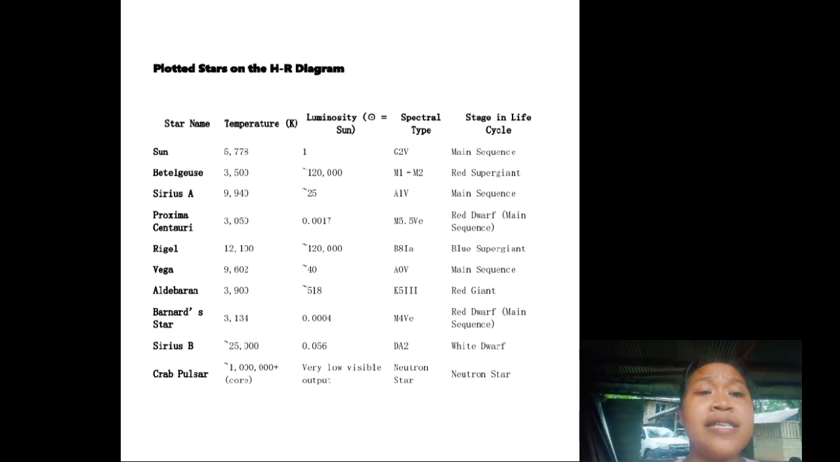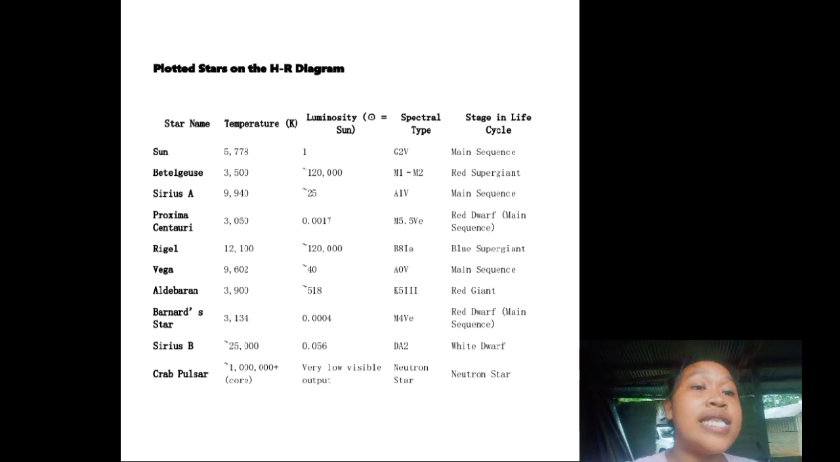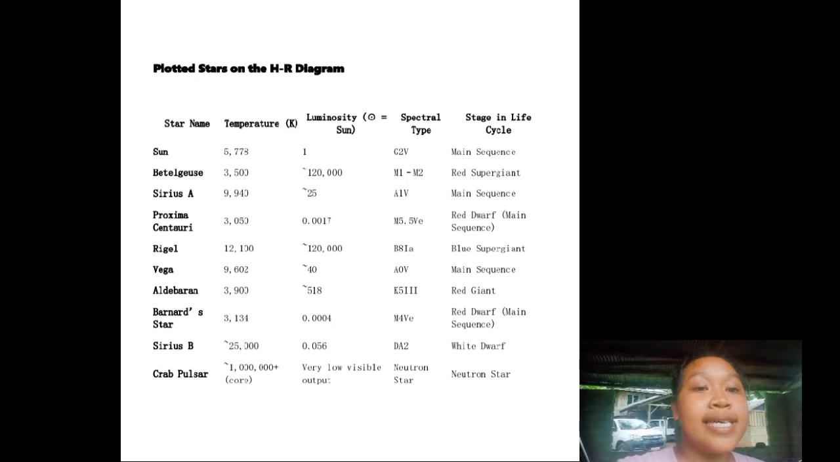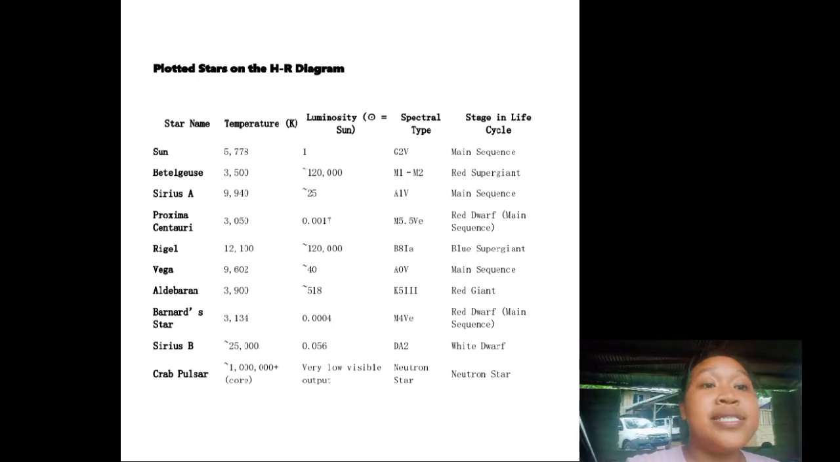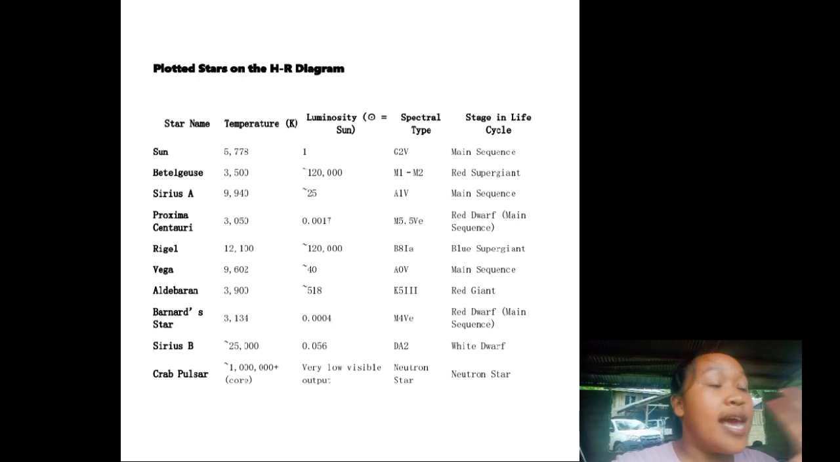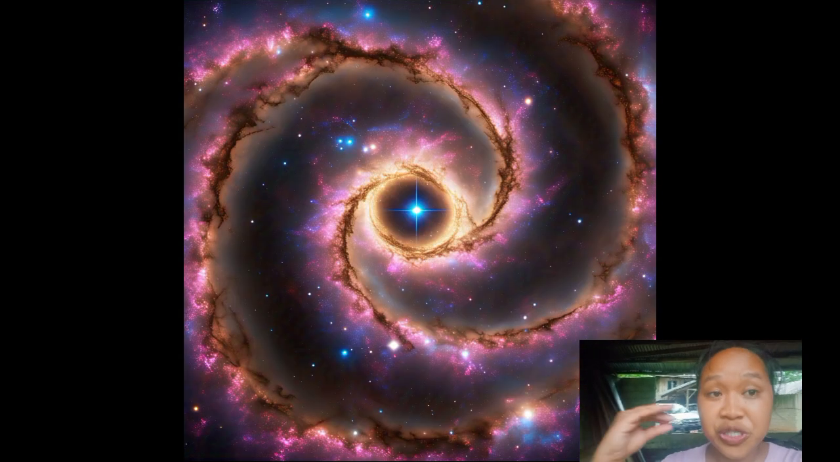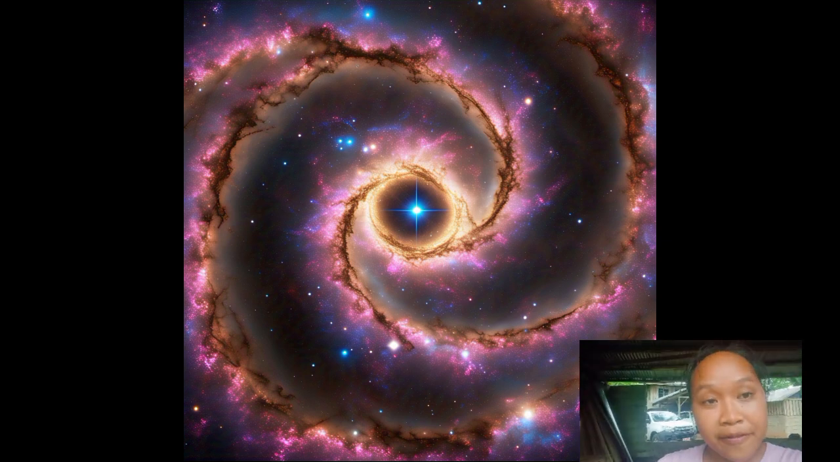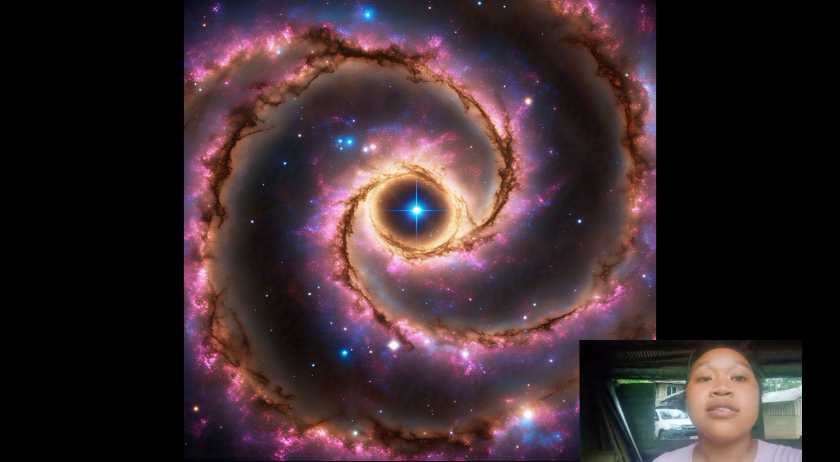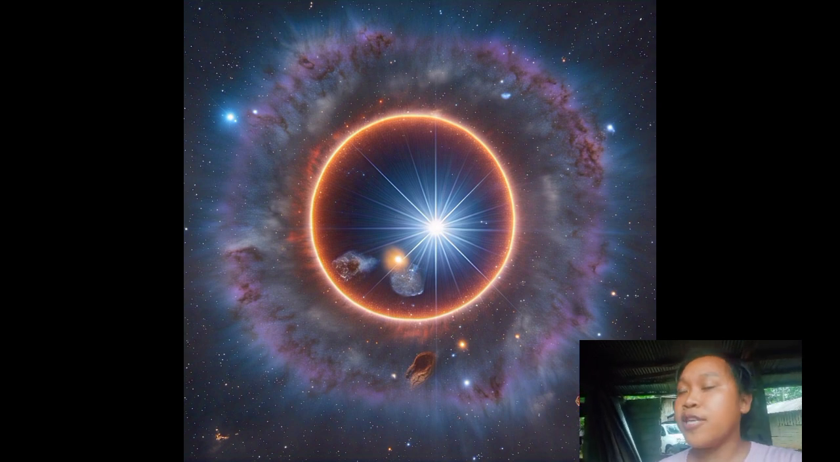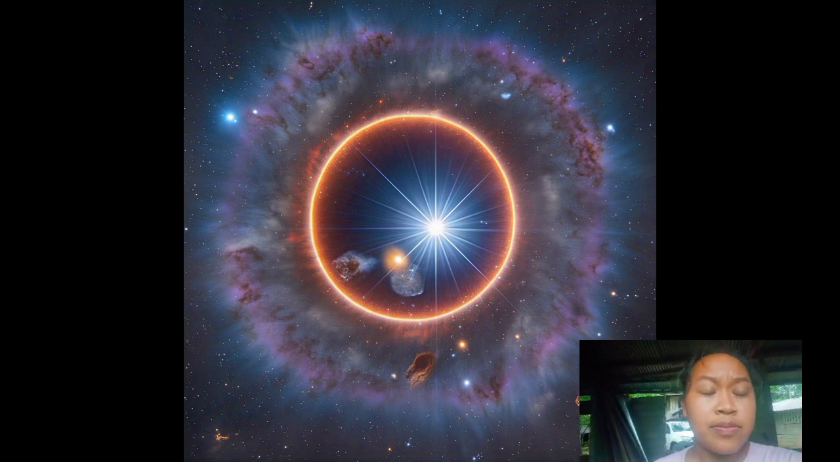Betelgeuse is located in the upper right. It's very bright but cool, indicating it's in the red supergiant phase, close to the end of its life. We also have Rigel, which is a blue supergiant. It appears in the upper left. It's extremely hot and luminous. The sun and Vega fall along the main sequence because they burn hydrogen steadily.